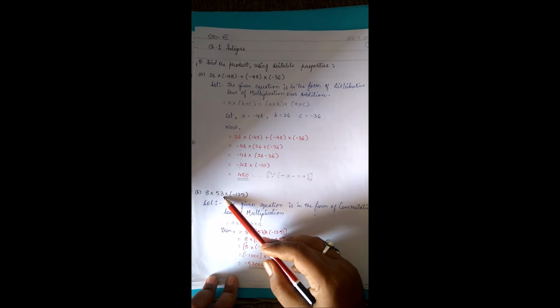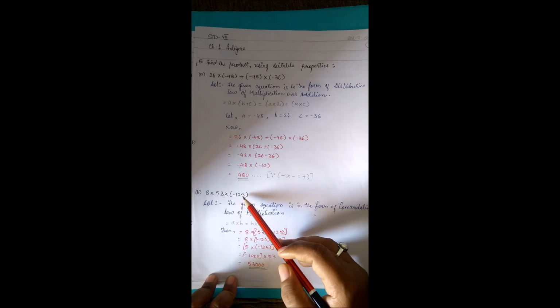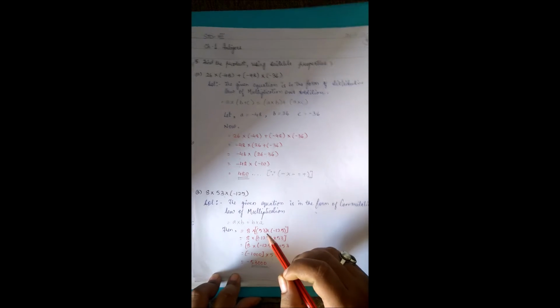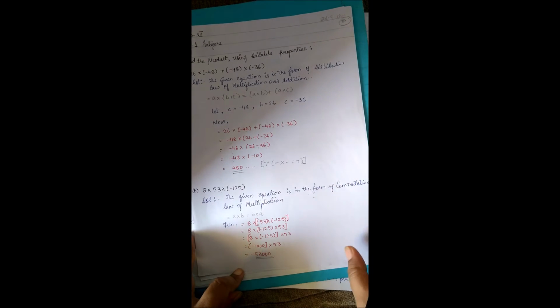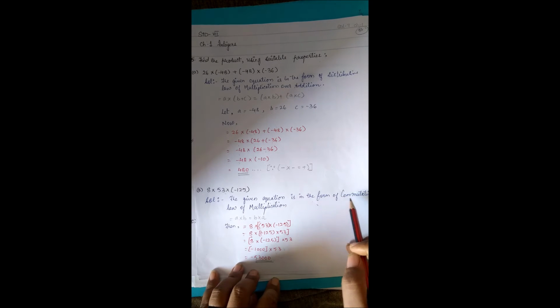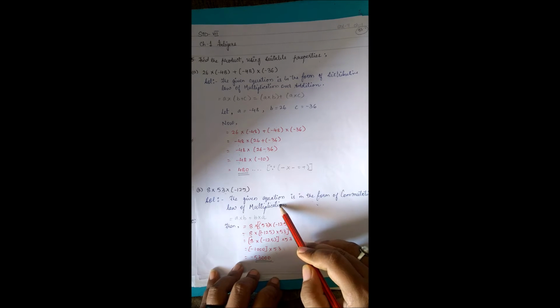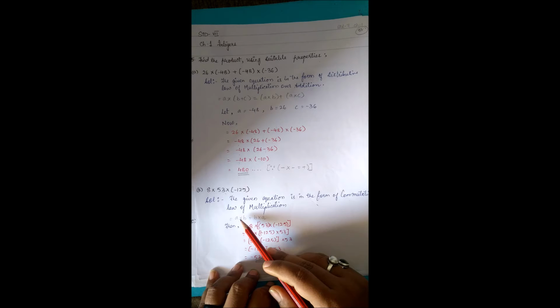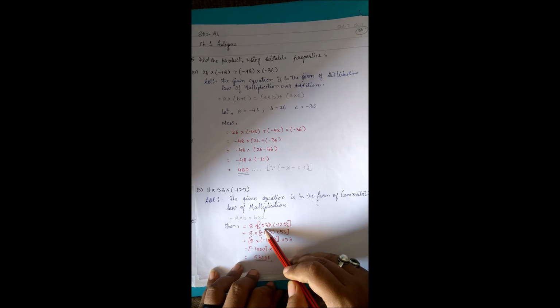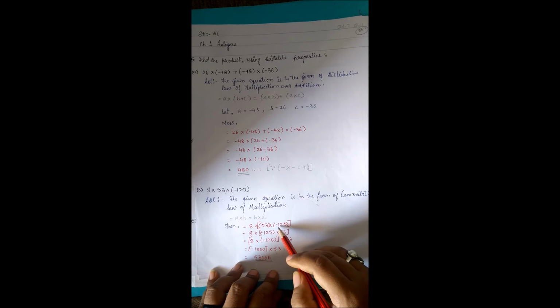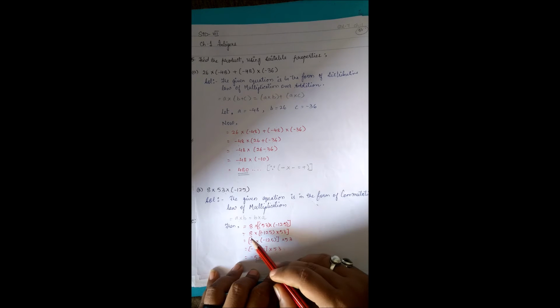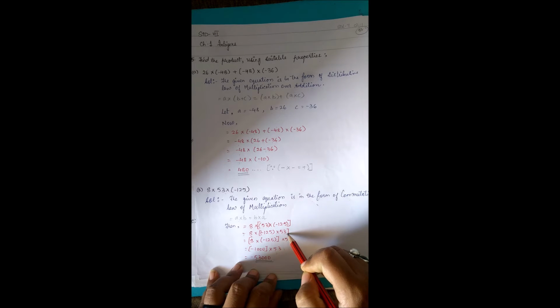Now 8 into 53 into minus 125. So it is in the form of the commutative law of multiplication. So a into b equals b into a. So 8 into 53 into minus 125. So 8 into minus 125 into 53.